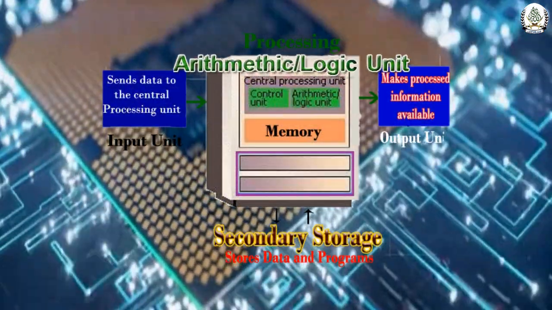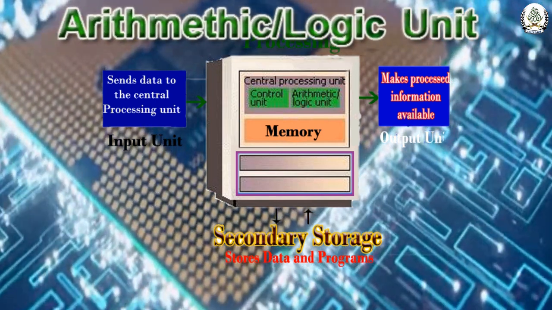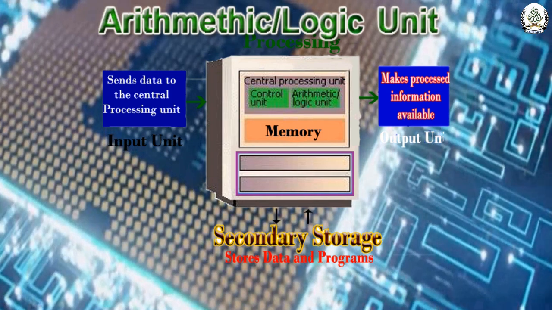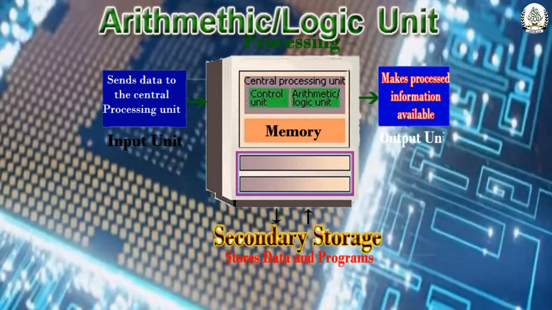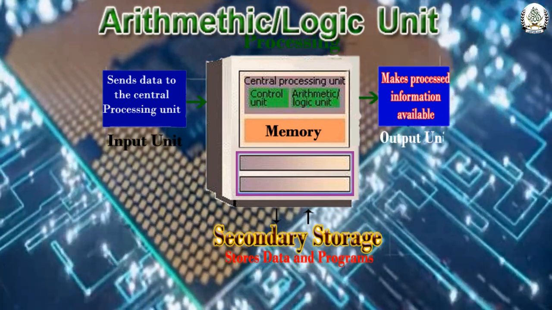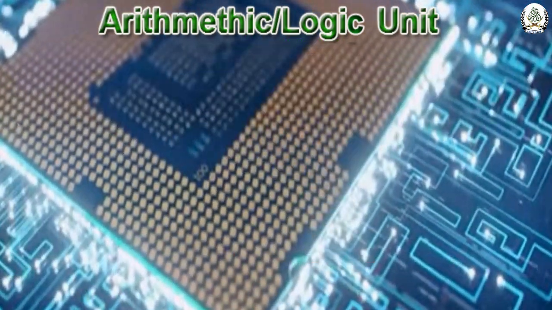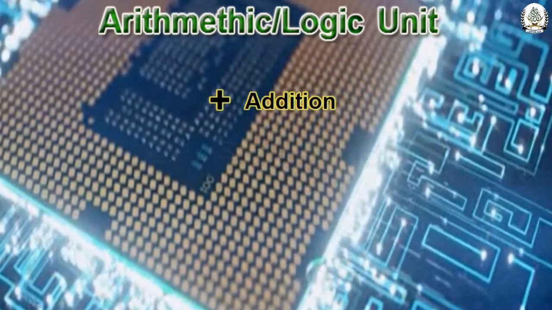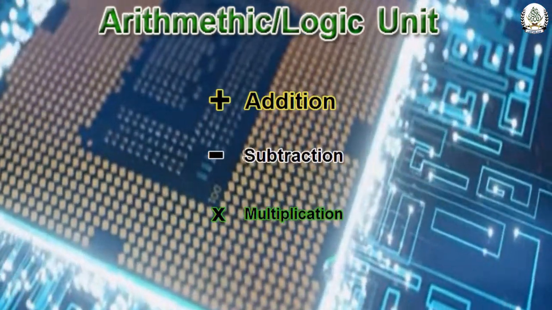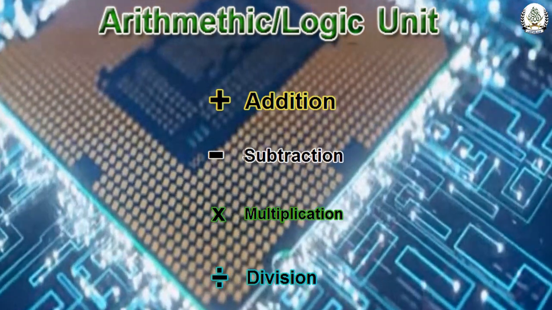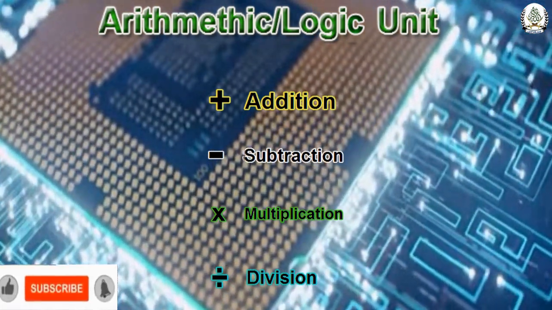The arithmetic logic unit. This unit contains the electronic circuitry that executes all arithmetic and logical operations. The arithmetic logic unit can perform four kinds of arithmetic operations or mathematical calculations, which are addition, subtraction, multiplication, and division. As its name implies, the arithmetic logic unit also performs logical operations.